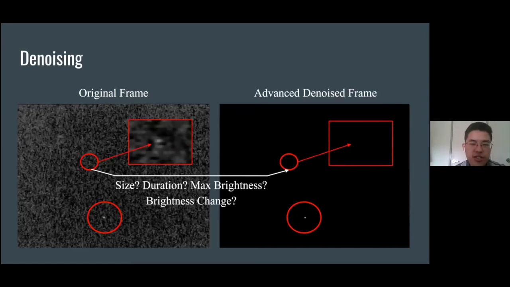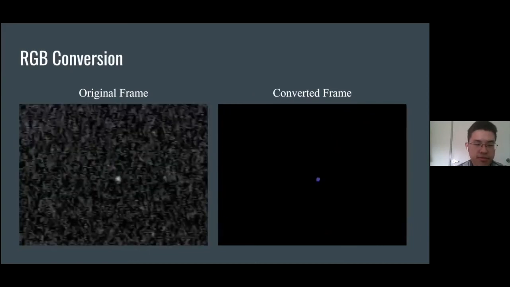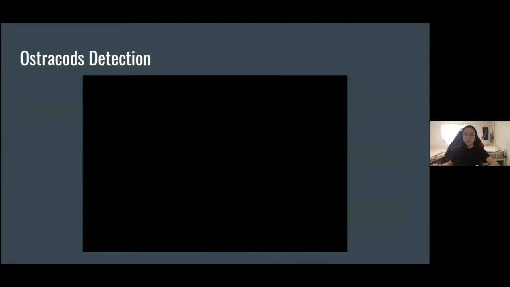Therefore, we judge the light and the duration of the light and the max brightness and brightness change of a small part of the video in one time period. In this way, we can eliminate all noises and keep only the real signals. In order to restore the signals, after denoising, we converted the signals from grayscale to RGB. And this is part of the video after denoising and RGB conversion.